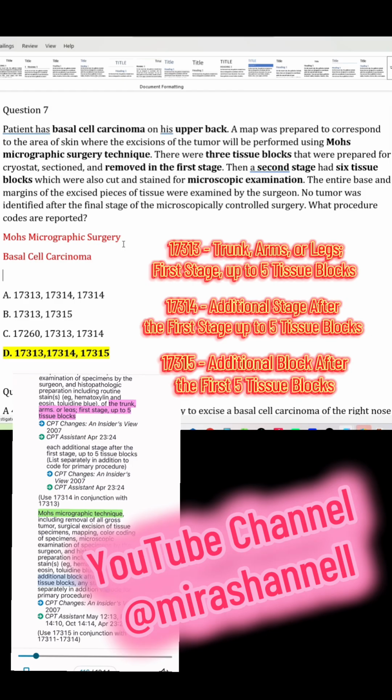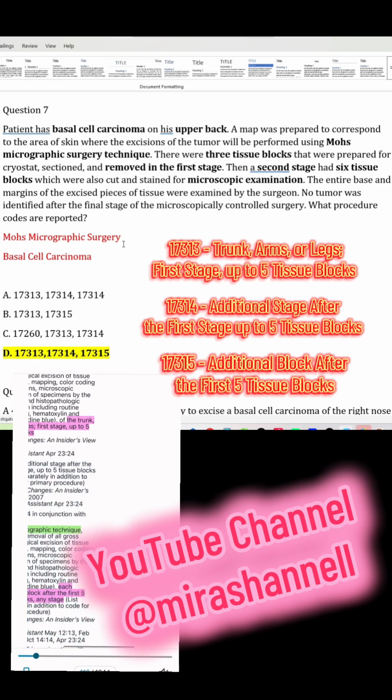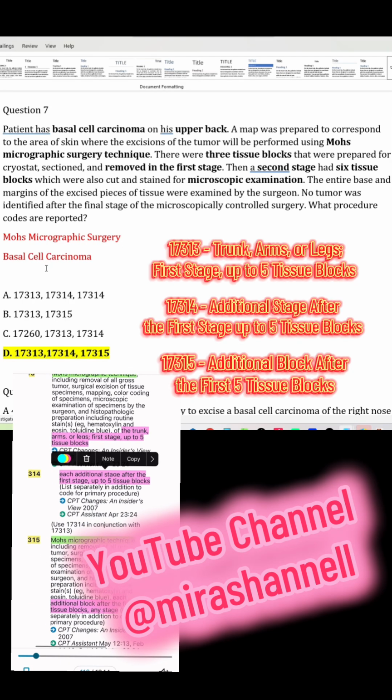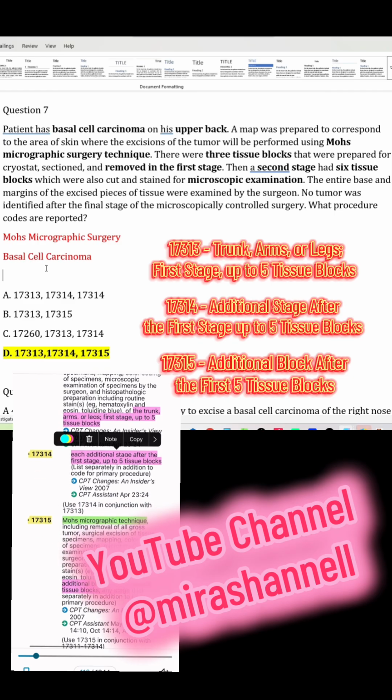So with the code 17313, trunk represents the back. So now that we know this is where we're starting at, now for the first stage up to 5 tissue blocks. The third sentence says there were 3 tissue blocks that were prepared for cryostat, sectioned, and removed in the first stage. The first stage up to 5 tissue blocks, that would be code 17313 because there were 3 tissue blocks that were prepared.